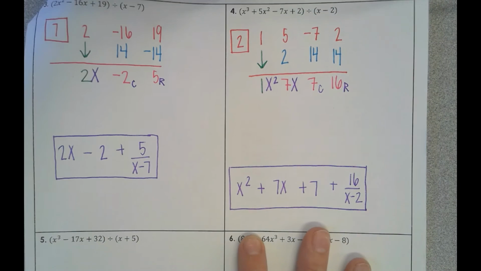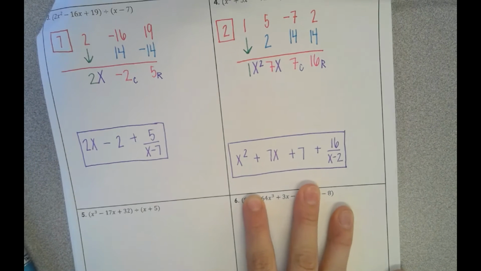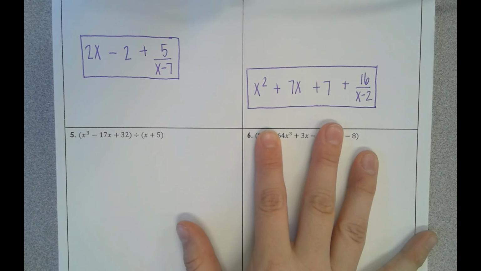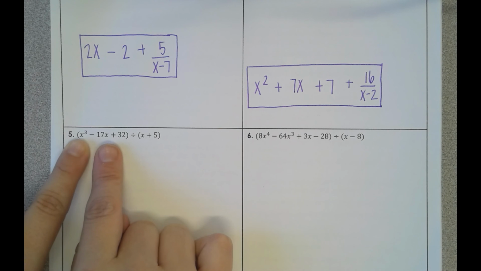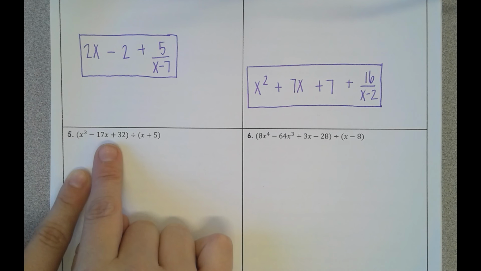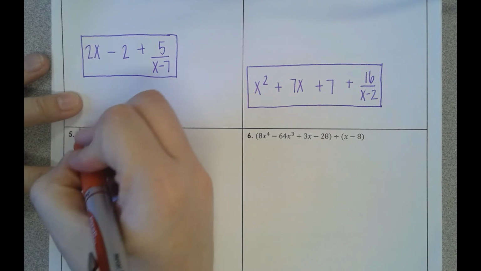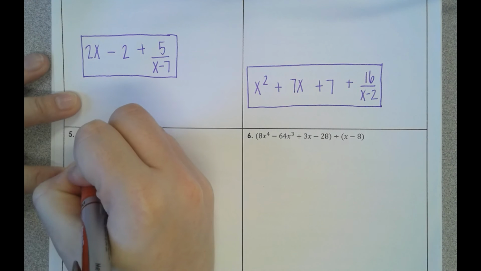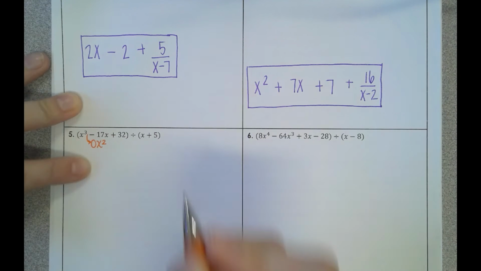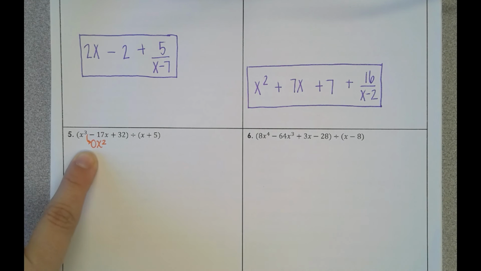Now, number 5, it's not any harder, but if you look, I go from x cubed to x. It's missing the x squared. So whenever it's missing the x squared, that's really like we have 0 x squareds. In synthetic division, you have to put in a 0 for the placeholder.